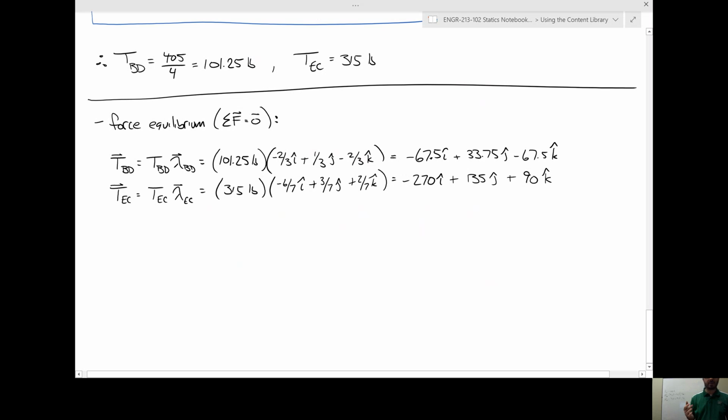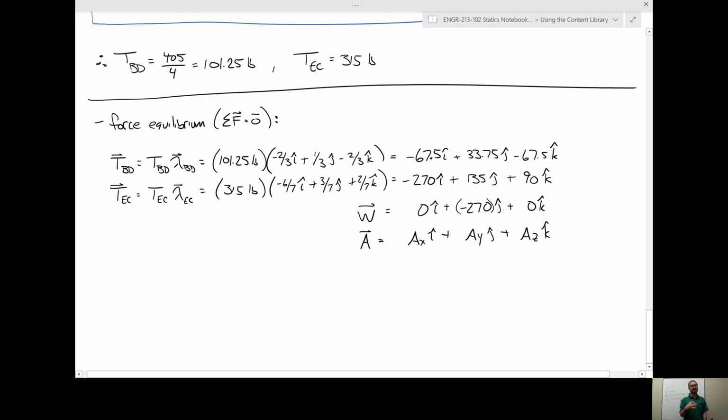Good deal. Okay, so now I've got those two vectors, but there are two more. First off, there's the weight vector. The weight vector, if you remember, was 0i, it was 270j, and then it was 0k. But that was a negative term, so maybe I'll write it like that. And then the other vector is the A vector. Let me write that a little smaller. And that's AXi plus AYj plus AZk.